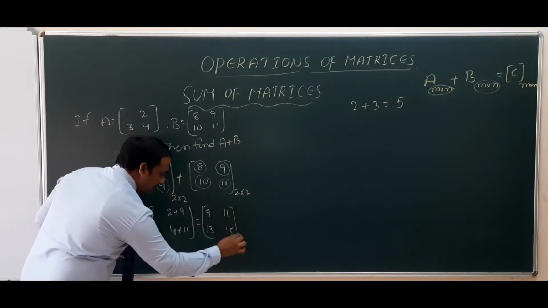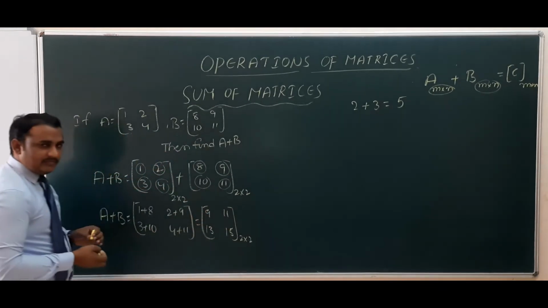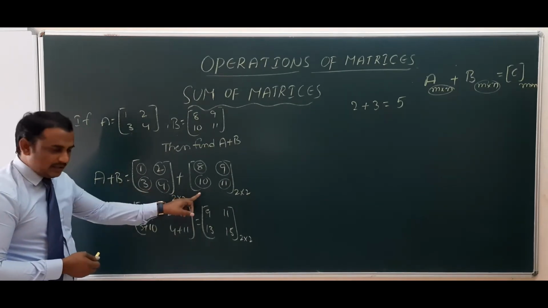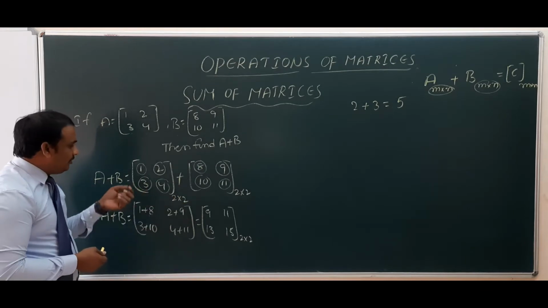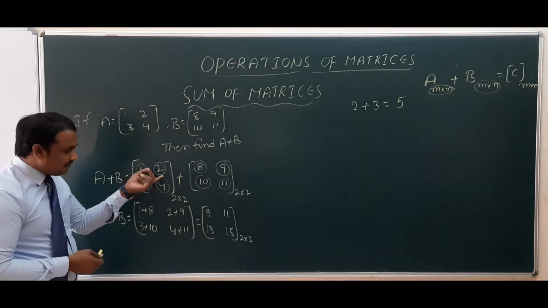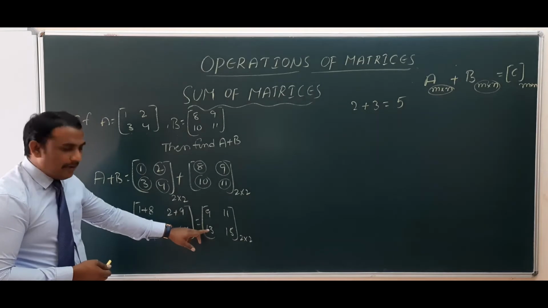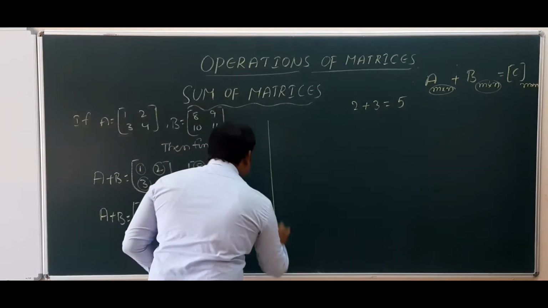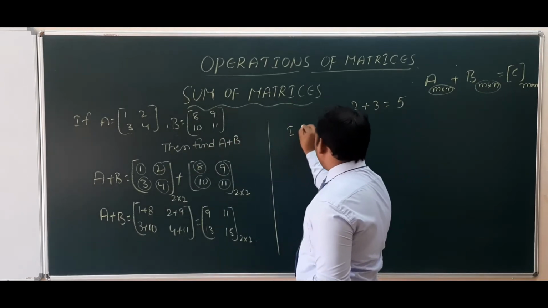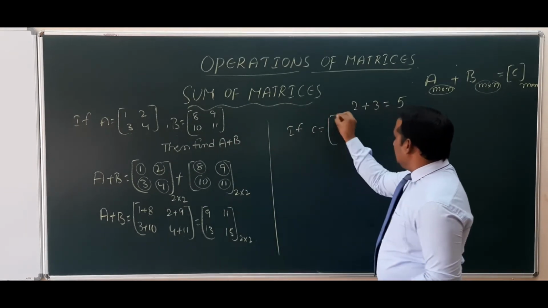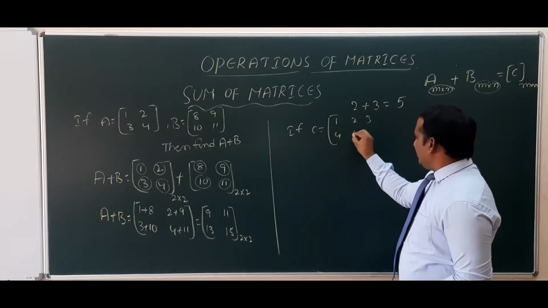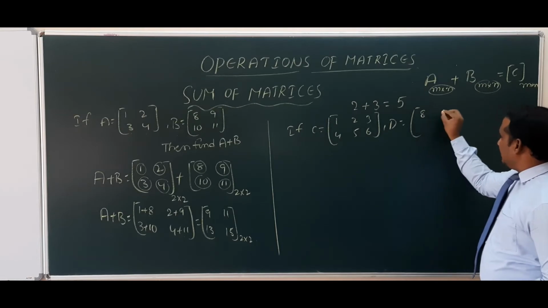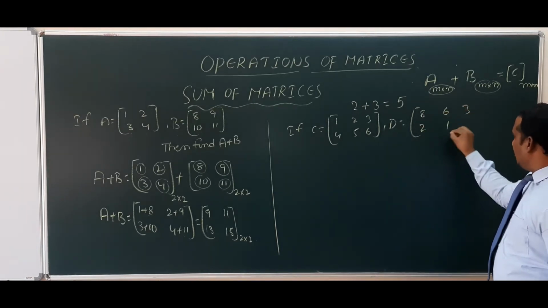What is the matrix order here? 2 by 2. Understand? For the sum of two matrices, you first check the order. If the order is the same, you do the sum of the corresponding elements. We will get a resultant matrix of the same order. Next, we will see one more example. Here they give C equal to 1 2 3 4 5 6, and D equal to 8 6 3 2 1 4.